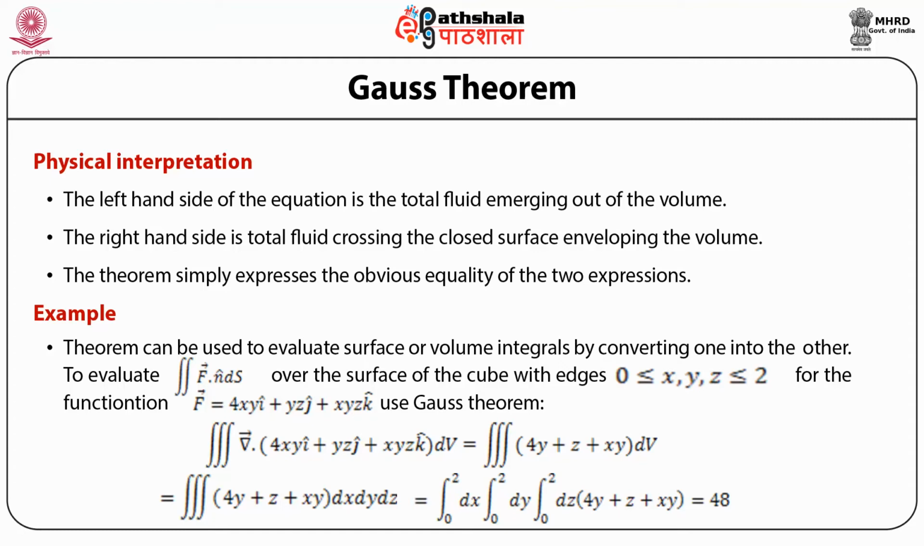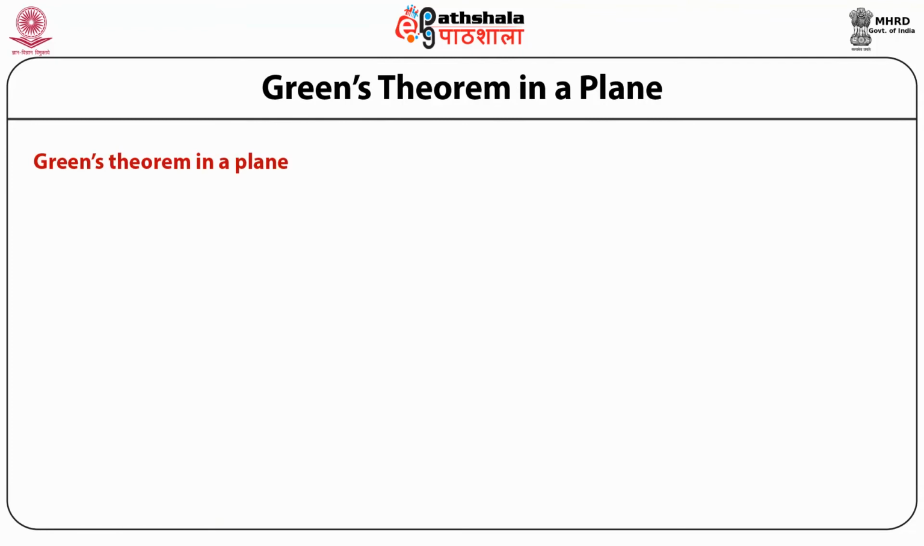So the volume integral of del dot (4xy i cap plus yz j cap plus xyz k cap) dv equals the volume integral of (4y plus z plus xy) dv, which is further equal to the volume integral of (4y plus z plus xy) dx dy dz, which equals the integral from 0 to 2 dx, the integral from 0 to 2 dy and the integral from 0 to 2 dz of (4y plus z plus xy), equals 48.